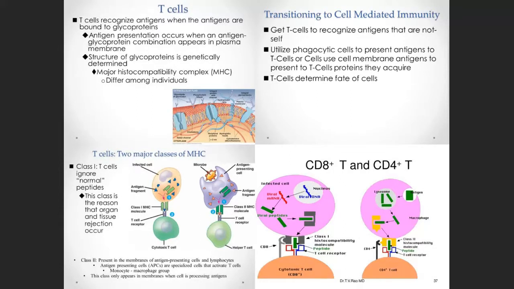Now, the class 2 MHC is supposed to only be on your antigen presenting cells. So this is supposed to be on your cells like your macrophages, your dendritic cells, and potentially your microphages that are going to eat material at an injury site where there could be antigens, pathogens present.